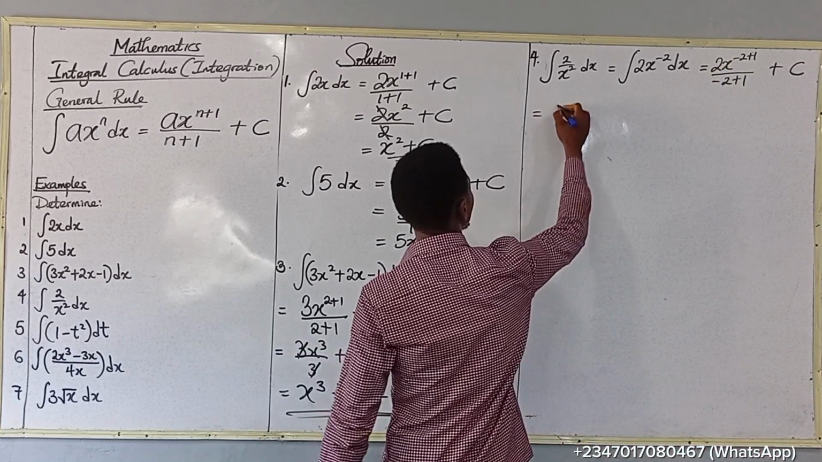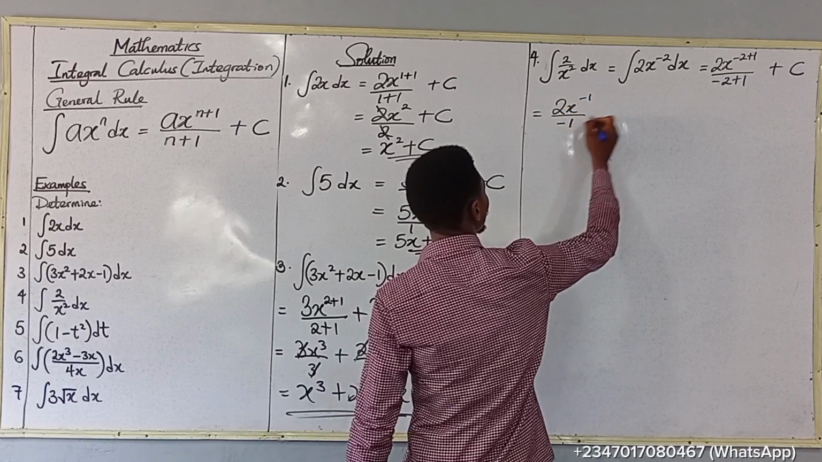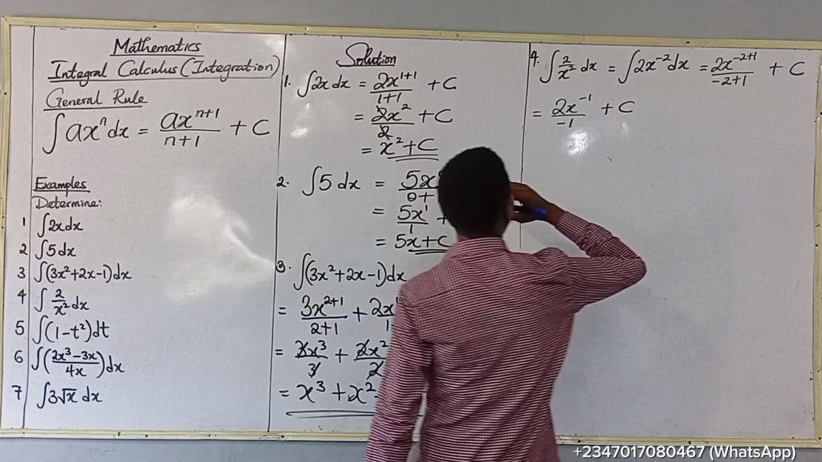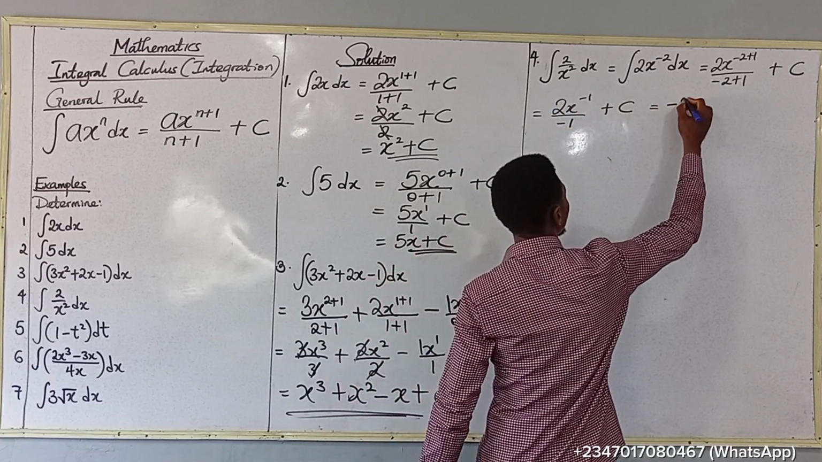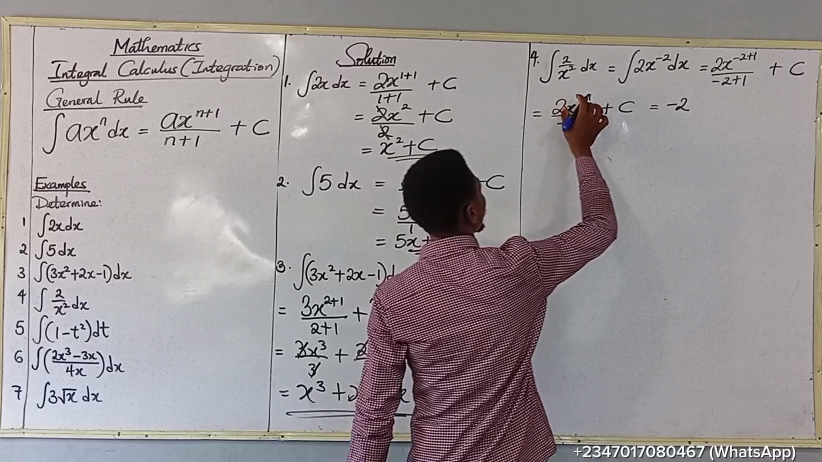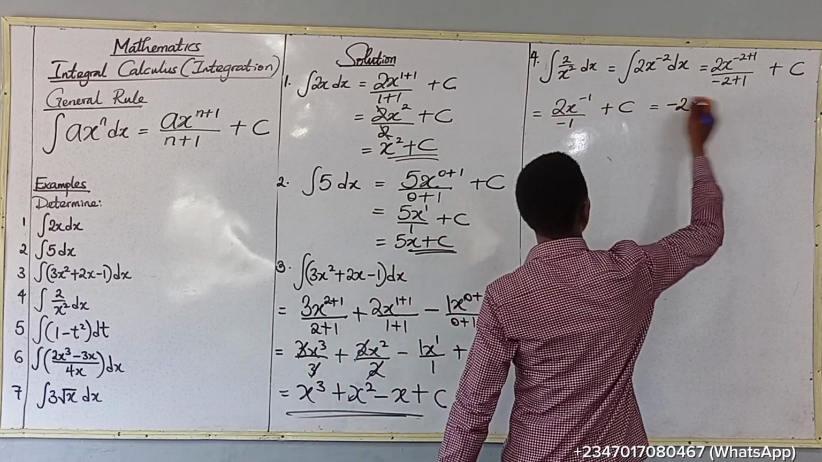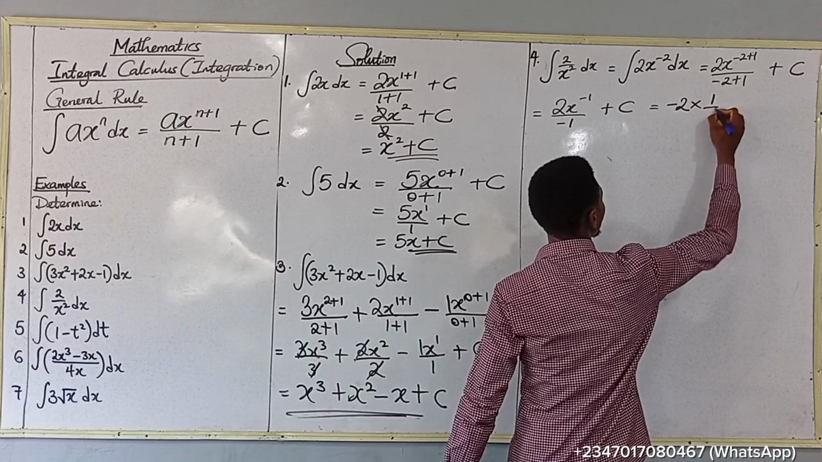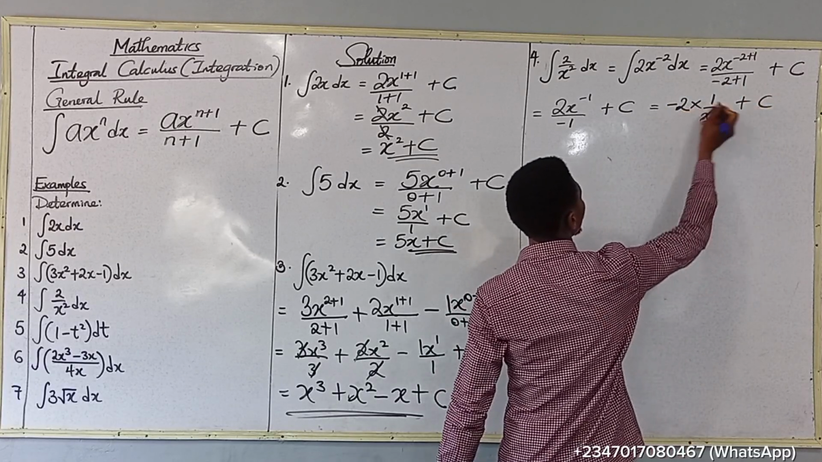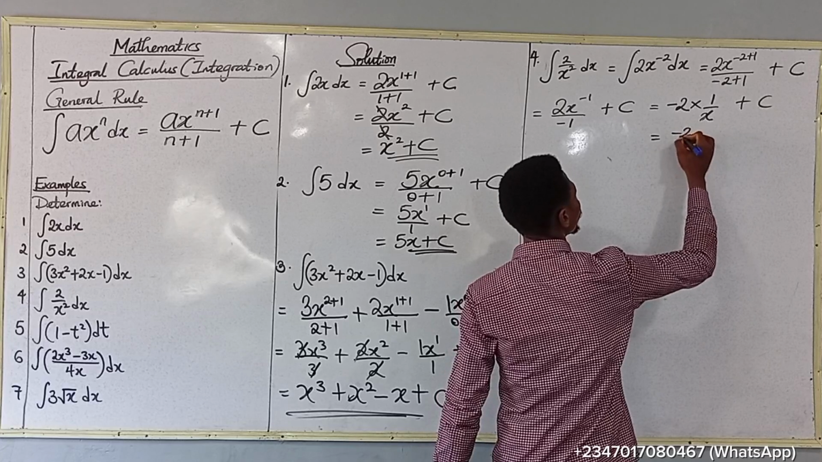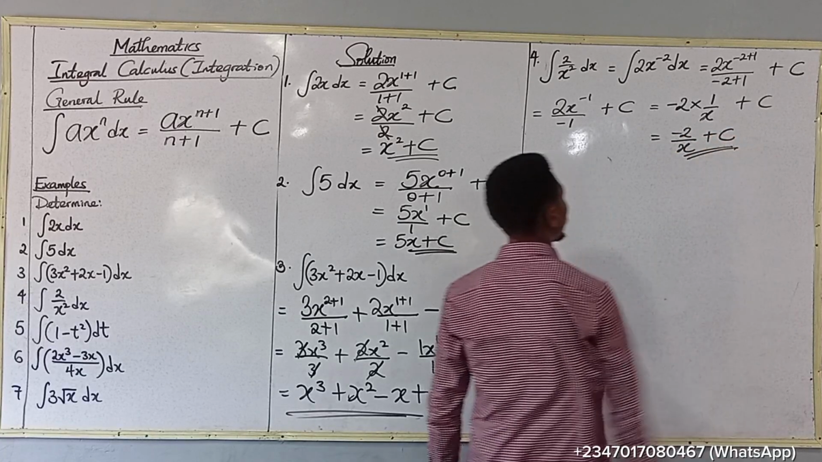Minus 2 plus 1 is minus 1. Down here too, we have minus 1 plus c. Simplifying this, 2 divided by minus 1 is minus 2. Then x raised to the power minus 1 is 1 over x according to indices, then plus c. When I multiply minus 2 by 1, we have minus 2 here, all over x plus c. And that is the final answer.